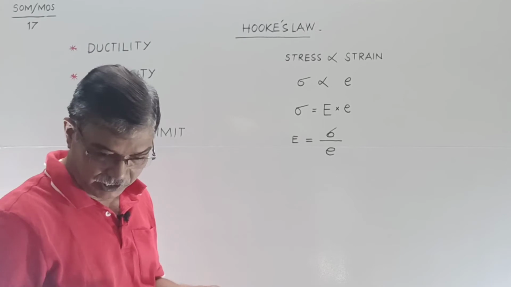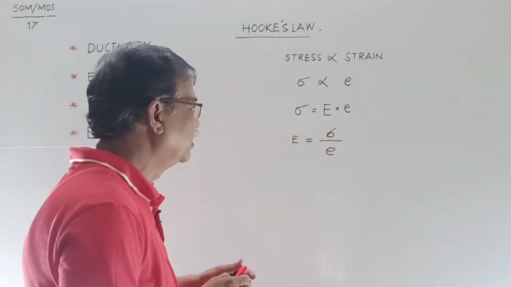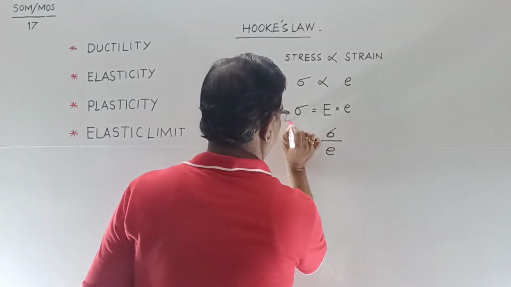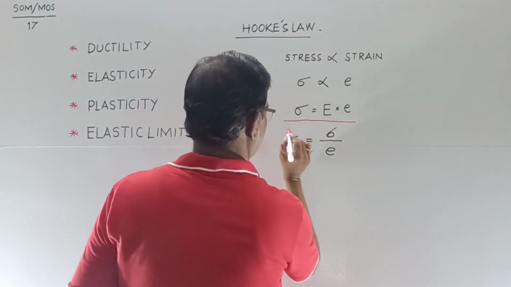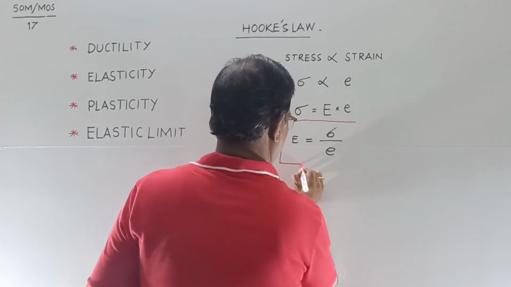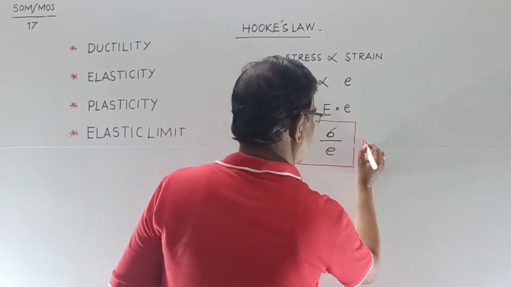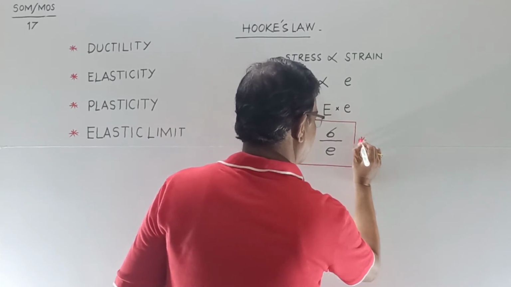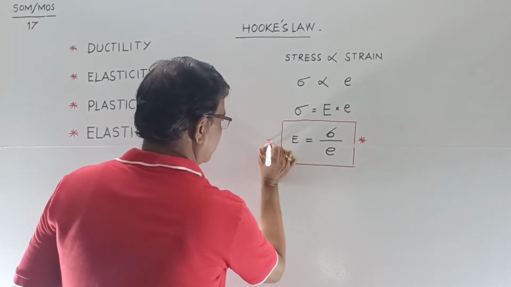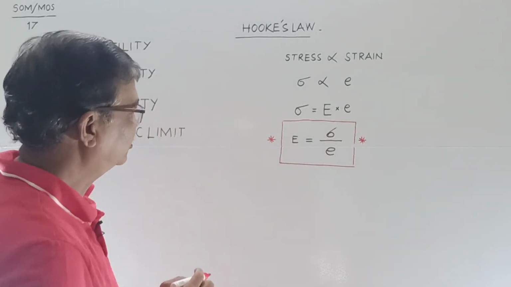So here you can very easily see that sigma is equal to capital E into e. Therefore, what is capital E? Modulus of elasticity is equal to stress upon strain. In this case, modulus of elasticity is direct stress upon direct strain.